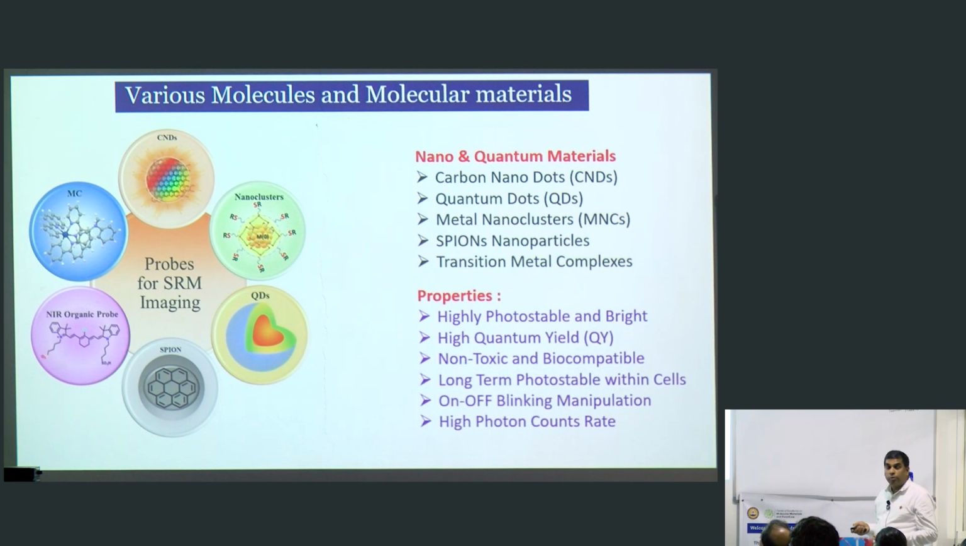Like we worked on carbon nanodots, I think some of you might be knowing, which is very interesting as well as a complex material to understand first of all. So we worked for the last 10 years on carbon dots. We are working on quantum dots, we are working on nanoclusters. So I will show you the first example, the nanoclusters, and then we have several other materials as well, SPIONs, superparamagnetic iron oxide nanoparticles.